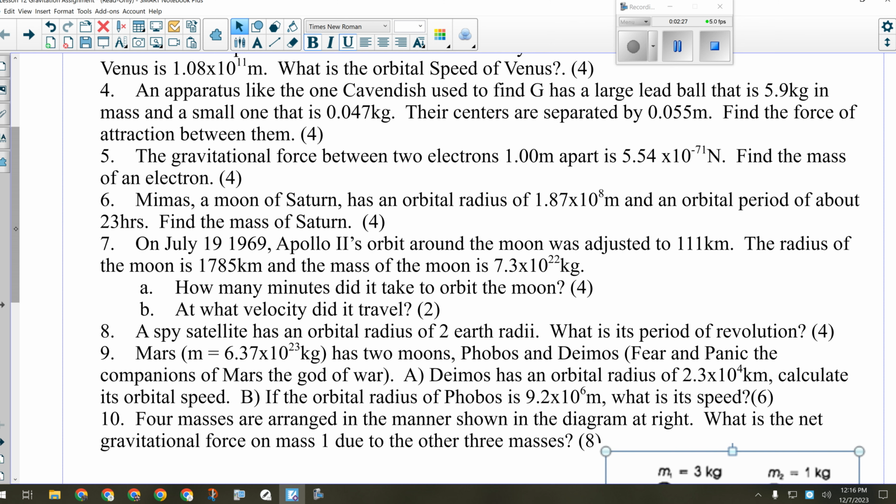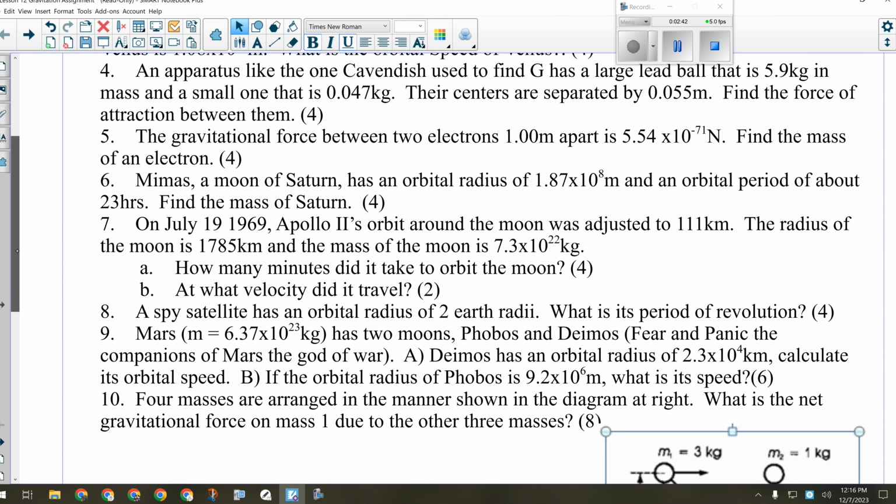All right, number 6. Mimas, a moon of Saturn, has an orbital radius of 1.87 times 10 to the 8 meters and an orbital period of about 23 hours. Find the mass of Saturn. Okay, so think about what it means if something's orbiting something else.